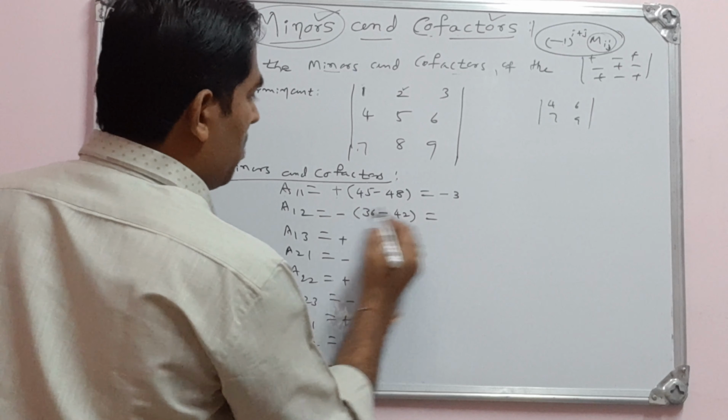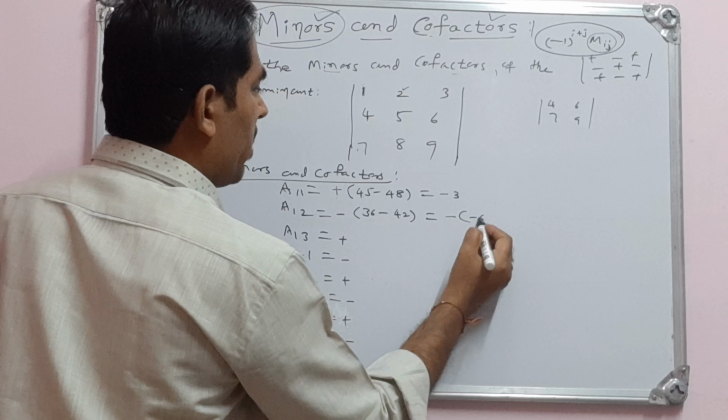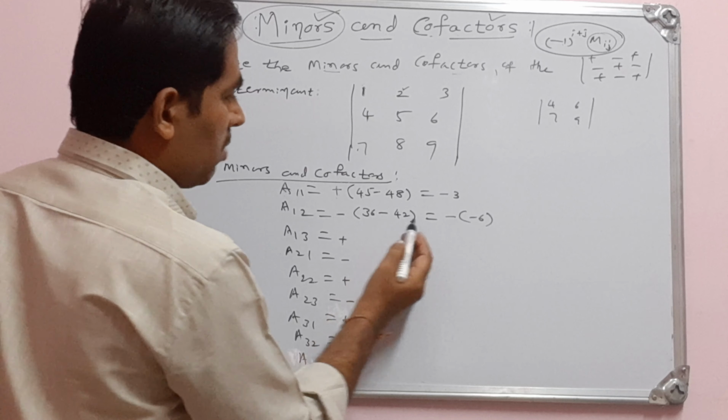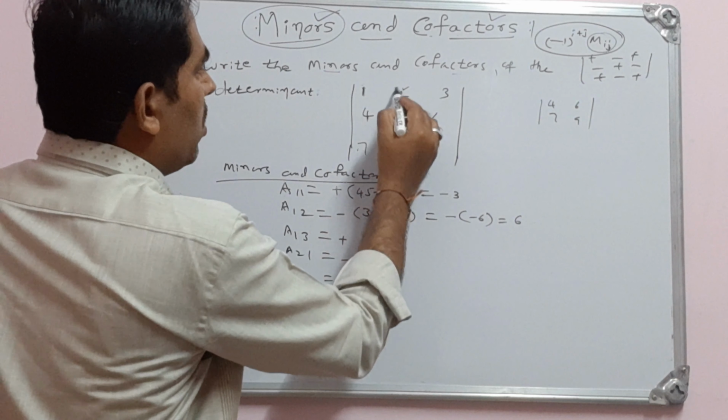Okay, 36 minus 40. See, minus of 36 minus 42, that is what? Minus 6. Okay, 36 minus 6, that will be what? Plus 6. See, minus into minus plus, that will be 6. Then these two elements are over.